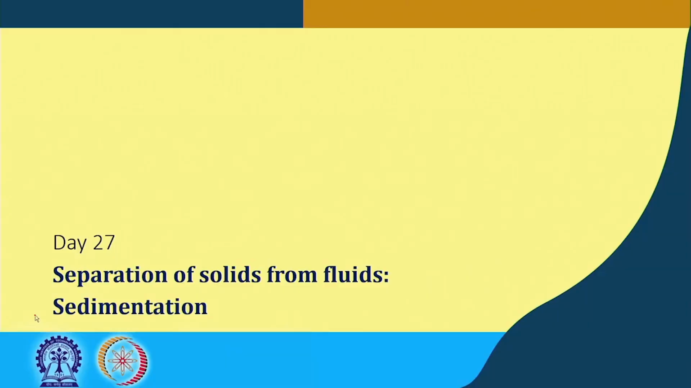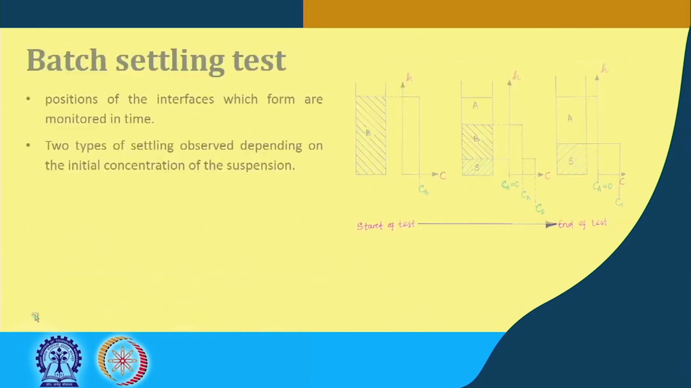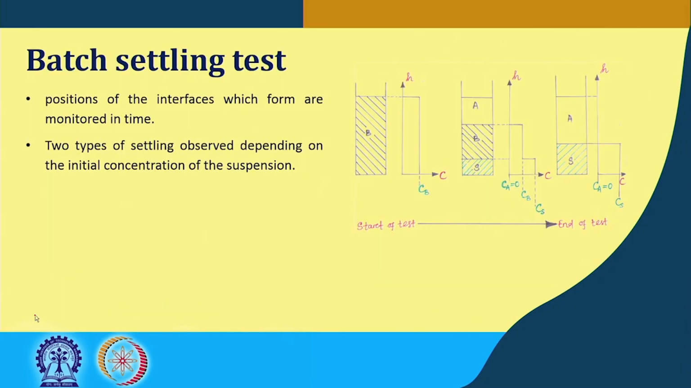Today we will continue with our discussion that we started in the last class, that is the separation of solids from fluids by means of sedimentation. Now we have discussed this simple batch settling test, where we assume that if we can identify the positions of interfaces which form, they are regularly monitored.